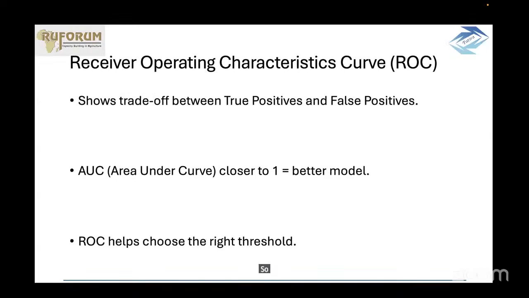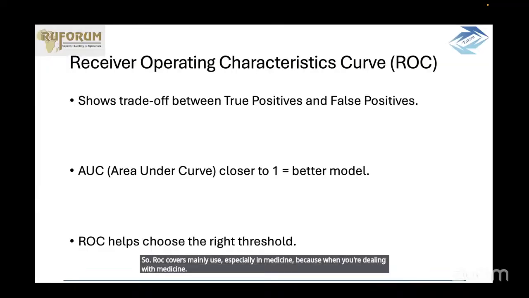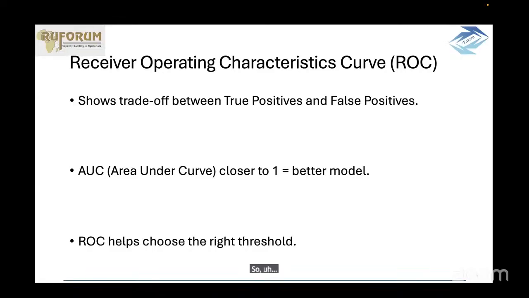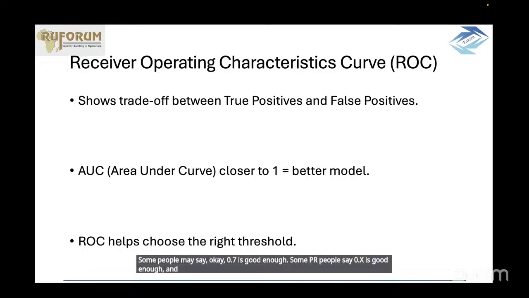The ROC curve is mainly used, especially in medicine, because when you're dealing with medicine, you have to give and take. So are you going to go with sensitivity or are you going to go with specificity? There's no straight cutoff. It depends on the field, really. So in one field, some people may say, okay, 0.7 is good enough. Some people may say 0.8 is good enough and so forth, but not 0.5.